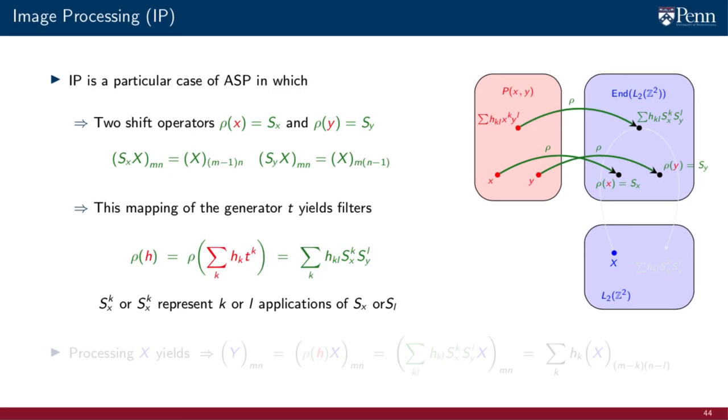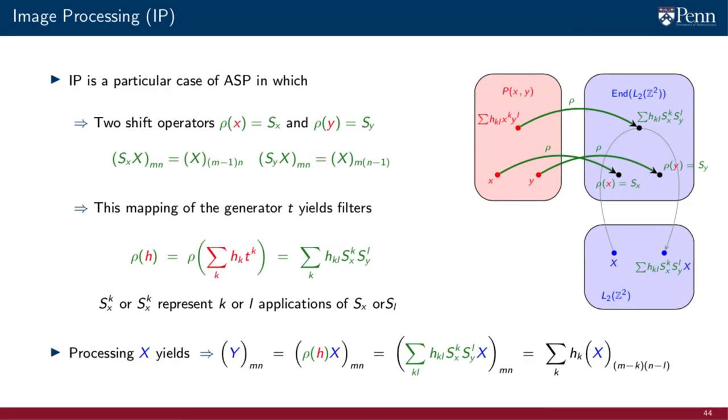This choice of mappings of the generators x and y yields filters that are expressed as polynomials that signify repeated applications of the shift operators s sub x and s sub y. Applying these polynomial operators to the processing of an image x produces an expression that is equivalent to the usual definition of the two-dimensional convolution that is used in image processing.